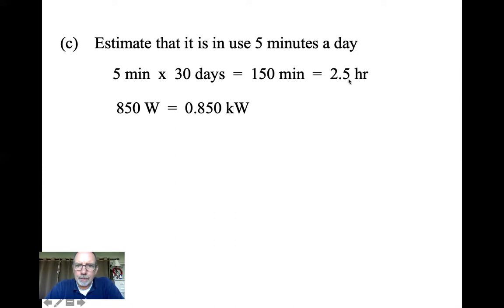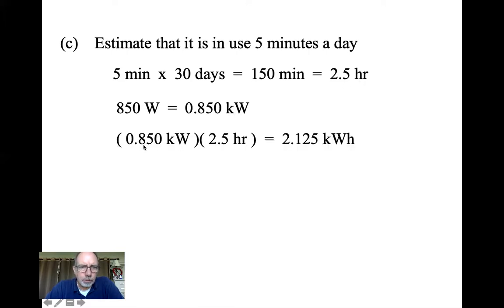So there's the time that it is in use. Here's the power that it draws. I can find the energy by multiplying the power times the time to get kilowatt hours. When I multiply this, I get 0.850 kilowatts times 2.5 hours, and it's 2.125 kilowatt hours of energy that toaster used in the month.